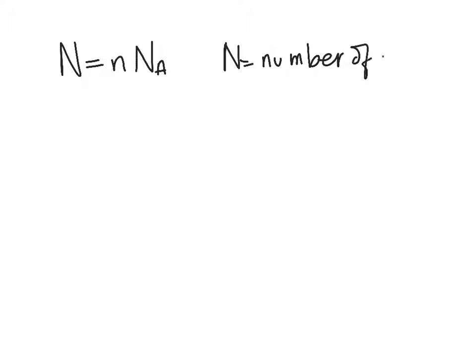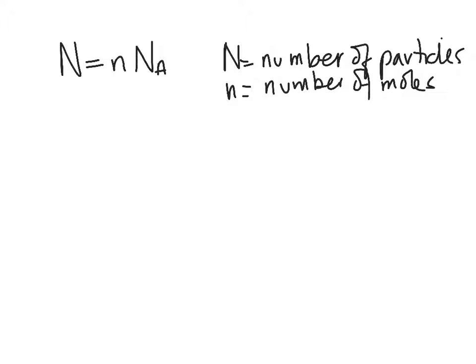Between the number of particles and moles is this formula. So N is the number of particles. Small n is the number of moles. And Na is Avogadro's number.